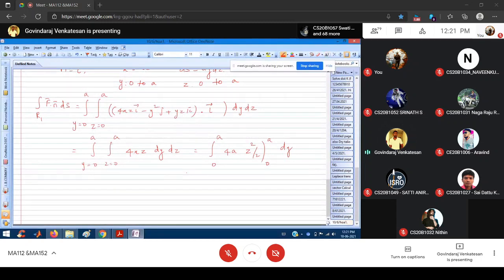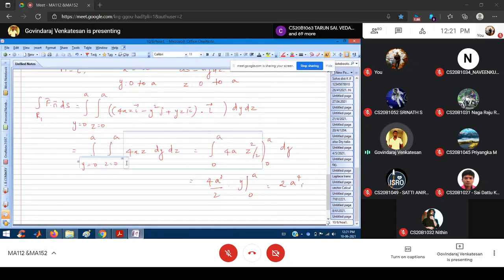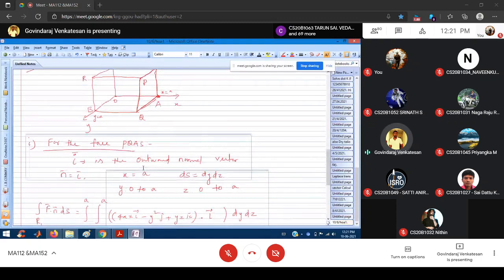Okay, so now you can substitute 4a cube by 2 times the value of y from 0 to a. The answer is 2a power 4. Okay, so any doubts? The surface integral in the side PQAS.